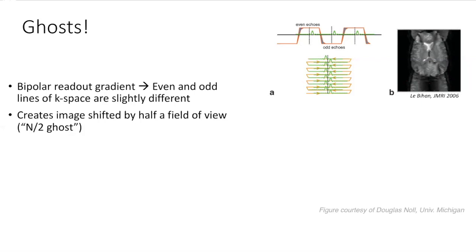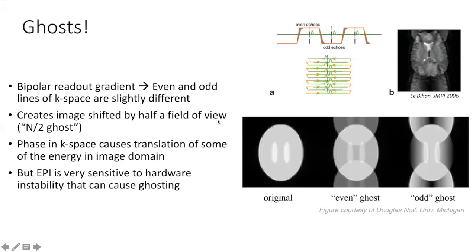sequences. So EPI typically uses a bipolar readout gradient, and so the even and odd lines of k-space that you see in A have the echoes out of phase. When you have this phase issue and do the Fourier transform, you get these ghosts. This is the N/2 ghost, which is a half field of view shift.